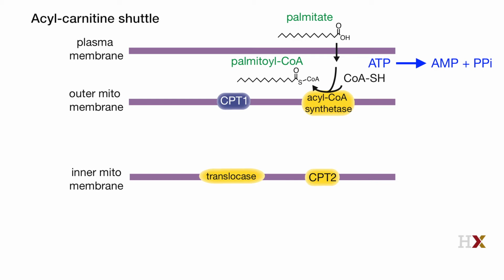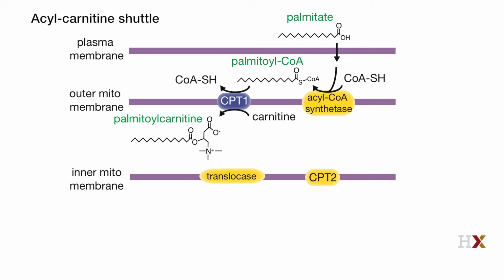The next step in the process is the replacement of coenzyme A by carnitine, forming palmitoyl carnitine. This reaction is catalyzed by the carnitine palmitoyl transferase, or CPT1. CPT1 is located in the outer membrane of the mitochondria and is tightly regulated. CPT1 acts as a gatekeeper for fatty acid entry into the mitochondria.